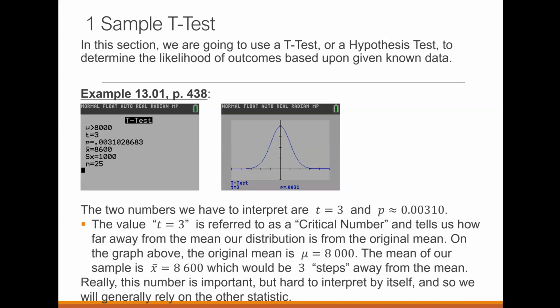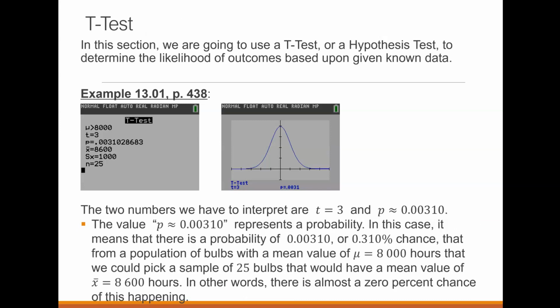Now, this number is important but hard to interpret by itself. And so generally we don't do anything with this. The p-value is much more instructive to us. What the p-value does is it represents a probability. So in this case there's a probability of 0.00310, or 0.310%, that from a population of light bulbs that have a mean of 8,000, we could pick a sample of 25 of these that would have a mean of 8,600.